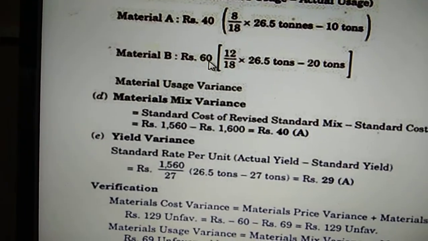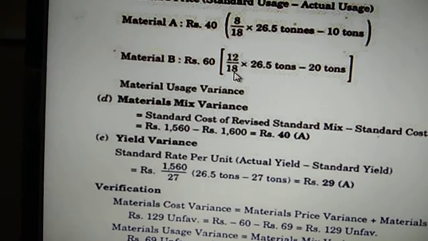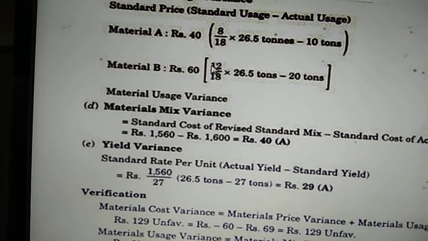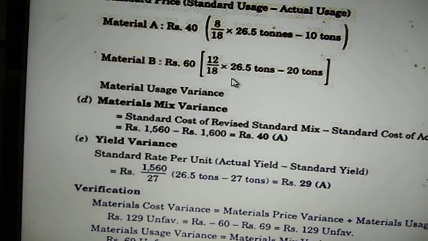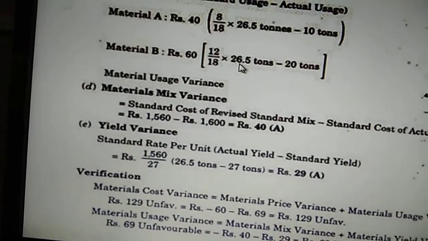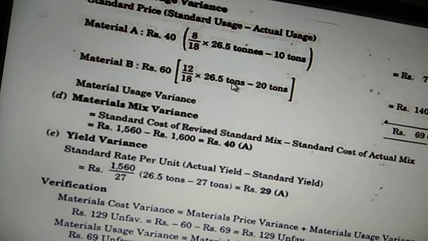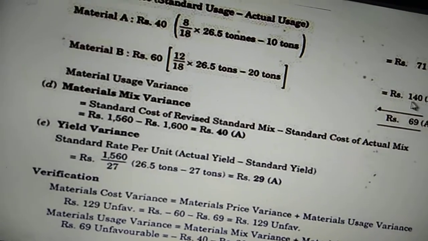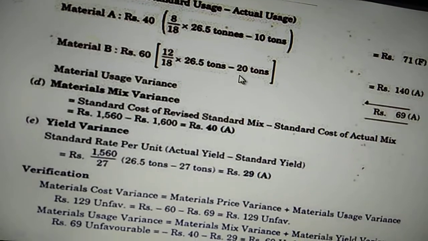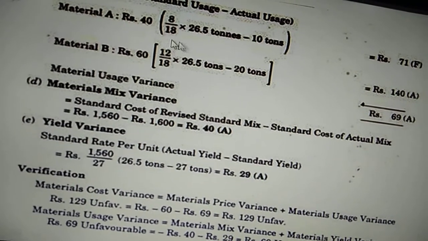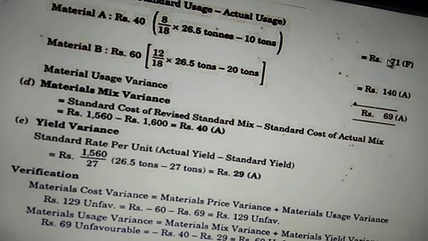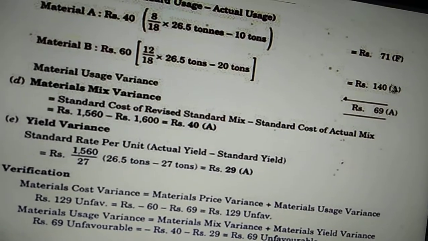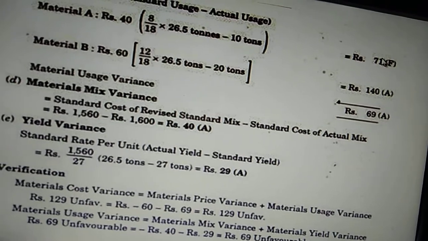Material B: the standard price is 60. Out of 18 output, the material B standard usage is 12. And again the output is 26.5 tons, and the actual usage is 20 tons. It is 140, adverse. 20 is more than the standard. So here the net result, if you want to see, the difference is 69. It is adverse because adverse is more than the favorable.